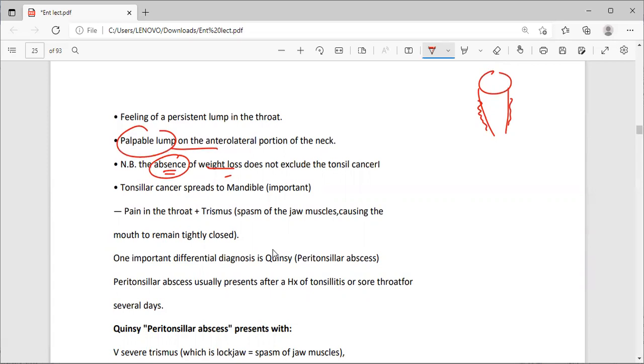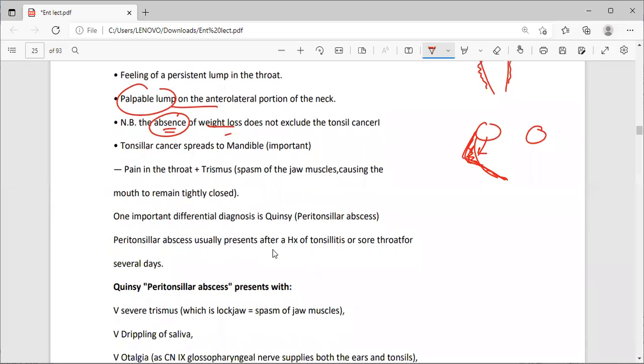Tonsillar cancer spread to mandible. I told you in the above slides, here are the two tonsils. So below the tonsil, there is mandible. So it can directly spread to the mandible. This question is very common in the exams. Pain in the throat, there will be trismus because it is going to the mandible, so it can cause the lockjaw or spasm of the jaw muscle, causing the mouth to remain tightly closed.